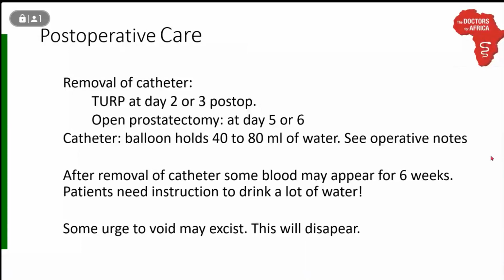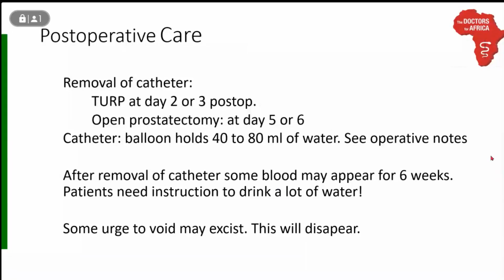About the catheter balloon, it holds 40 to 80 ml of water. See the operative notes for the exact amount of water that is in the balloon. After removal of the catheter, some blood may appear for a period of about 6 weeks. Patients need instruction to drink a lot of water. Some urge to void may exist.